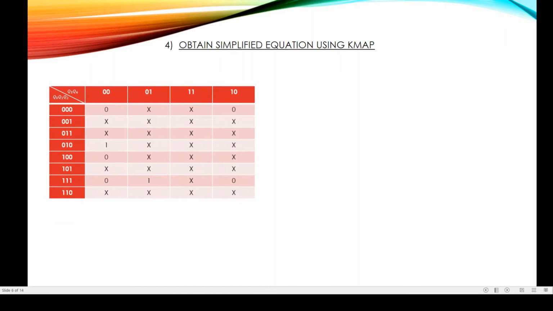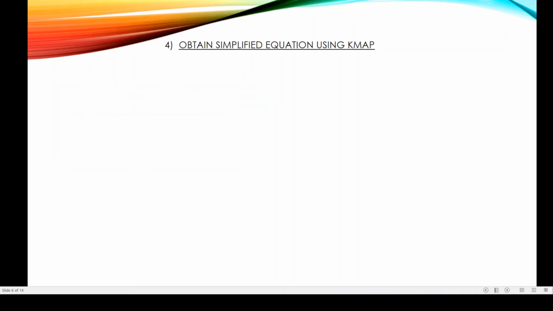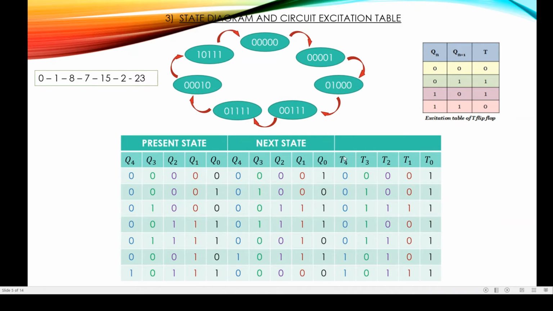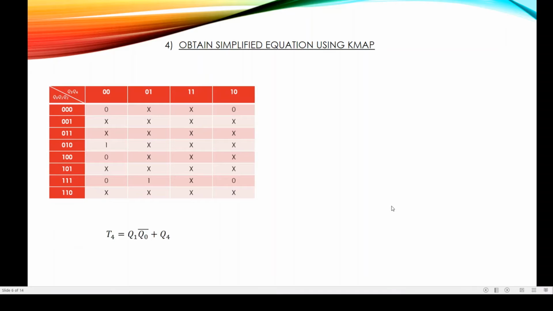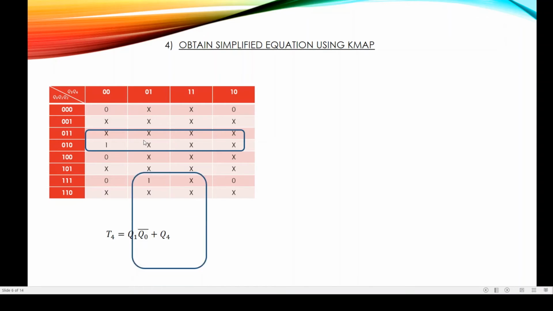So we do the K-map based on the T flip-flop table. We have T4, T3, T2, T1, T0, so we will have 5 K-maps. The first K-map is T4. Here the equation is Q1, Q0 bar, and Q4. The first term is for this group, and the second term is this group. So this is our T4.